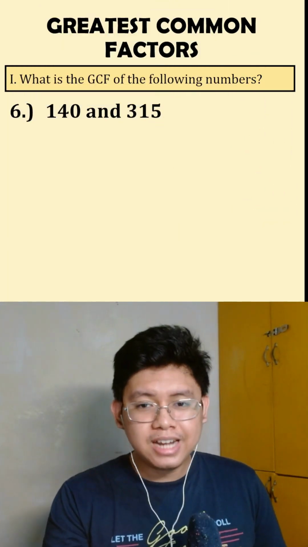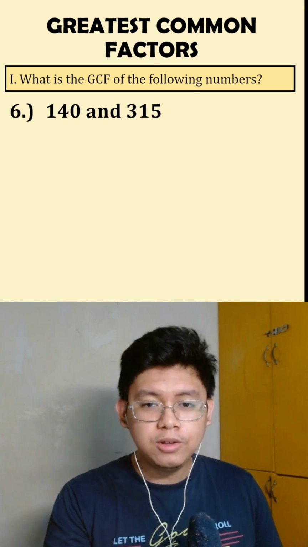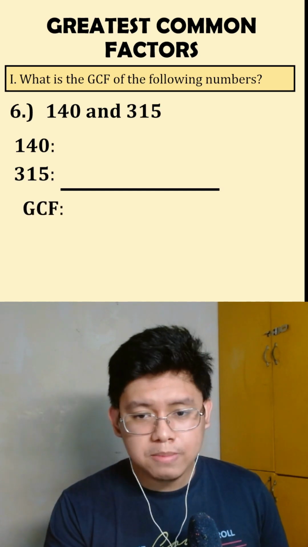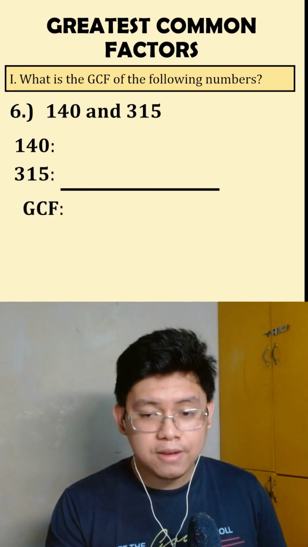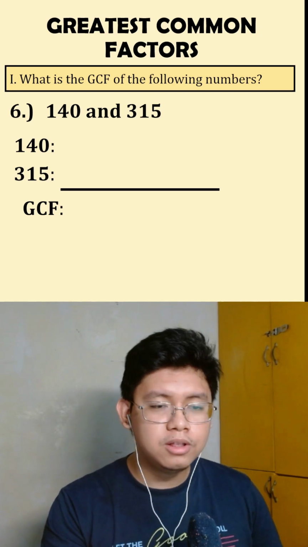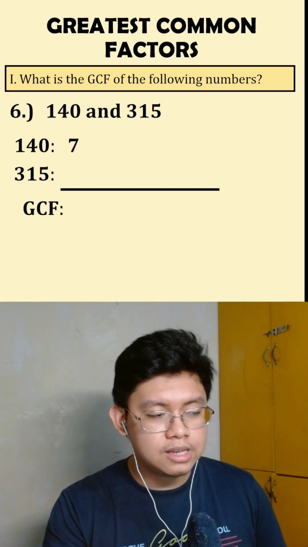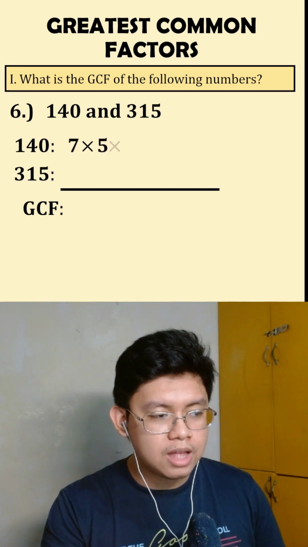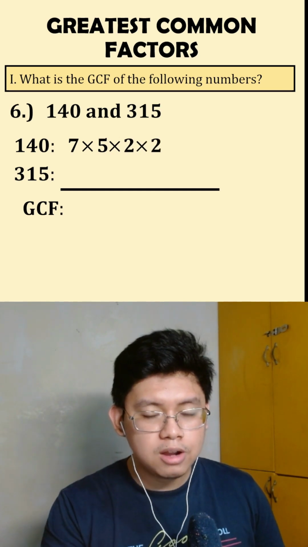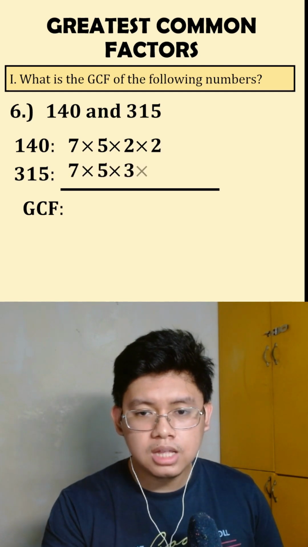Okay, let's find the greatest common factor of these numbers. So, we have 140 and 315. So, to get their greatest common factor, ilista natin yung mga prime factors nila using prime factorization. So, start tayo kay 140. So, meron siyang prime factors na 7 times 5 times 2 times 2. And si 315, meron siyang prime factors na 7 times 5 times 3 times 3.